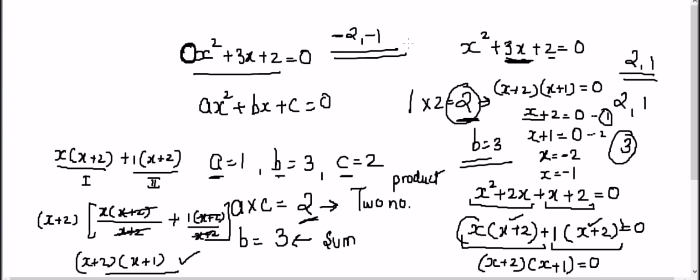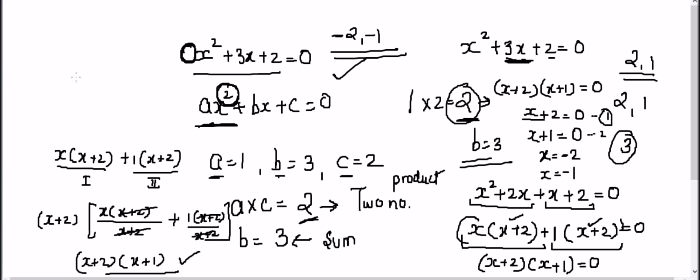The number of values of x depends on the power of the equation. In our equation, it's 2. In quadratics, the power of x is 2. So we have to find two values of x. And that's why we get two values of x. One is minus 2, another is minus 1.